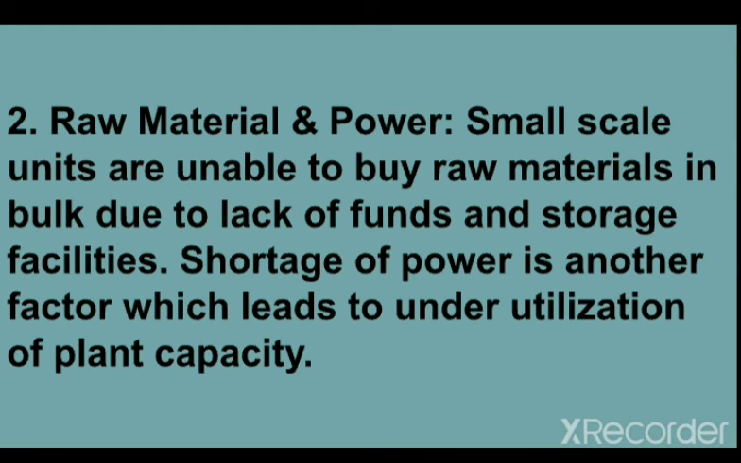Next is related to raw material and power. We know that there is a problem of raw material and power in the rural areas, and shortage of power will lead to the underutilization of plant capacity, and if there is shortage of raw material, that will also lead to wastage of resources, and due to this the cost will increase and the profits will not be generated. We can say that the objective of the small scale industries to establish in the rural areas will not be completed.